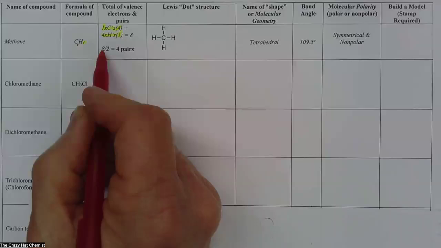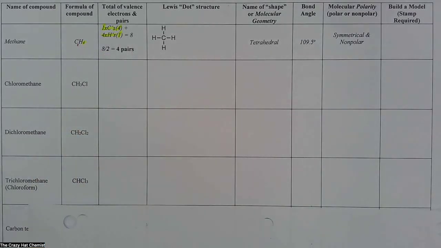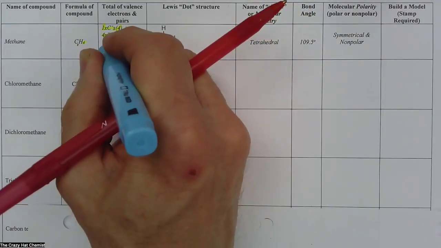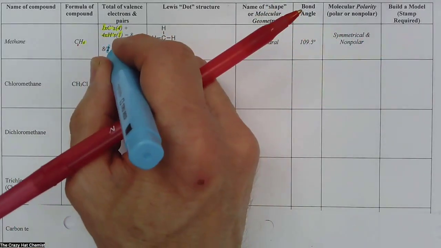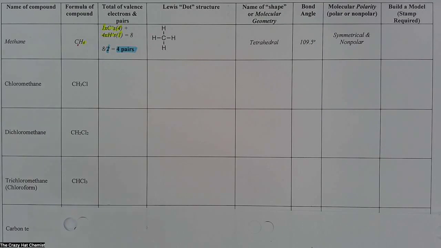Then what we're going to do is take those 8 total valence electrons and divide by 2. Why are we going to divide by 2? We are always going to divide by 2 such that we get electron pairs. So there are a total of 4 electron pairs here.